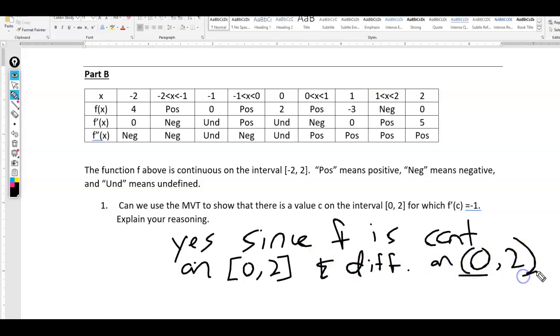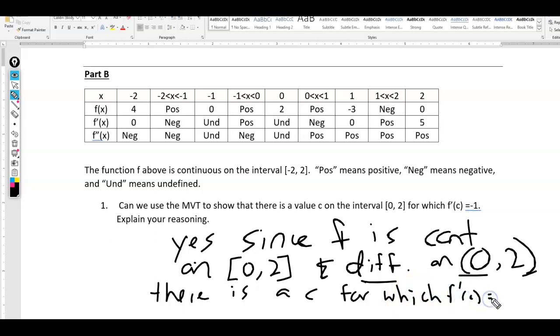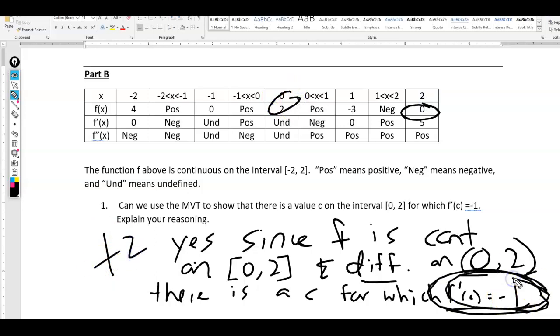Notice it's open. Remember, I said the endpoints don't matter for differentiability. There is a c for which f prime of c equals -1. But you're only going to get credit for stating this fact if you've already shown the math that doing these numbers actually gives you -1. Okay, so this would be your 2 points, but remember, you have to show your work where the -1 came from.